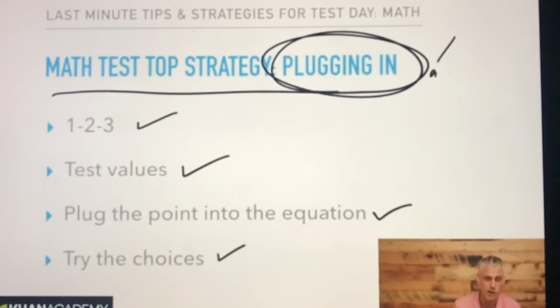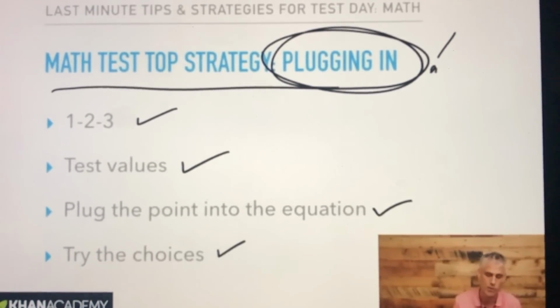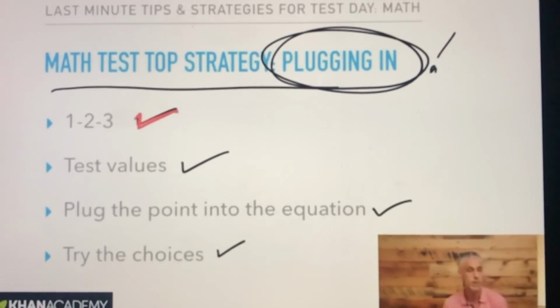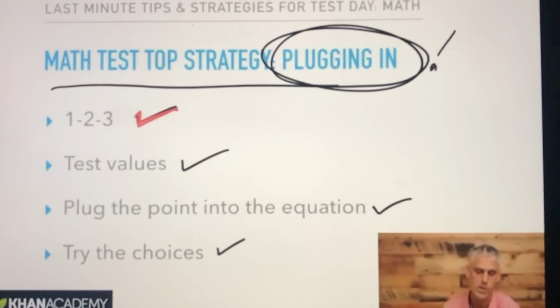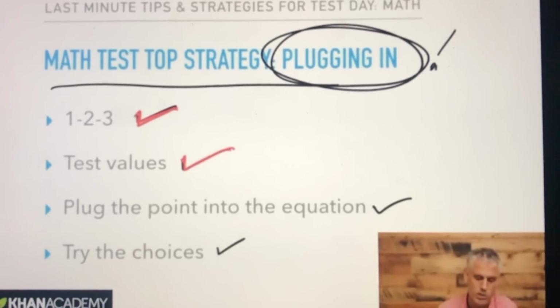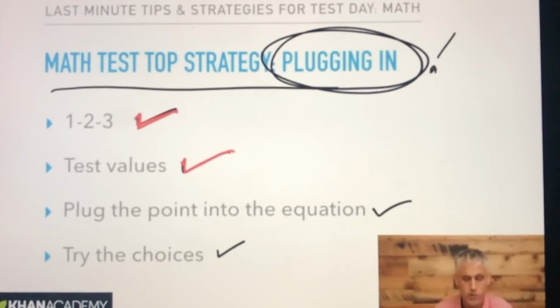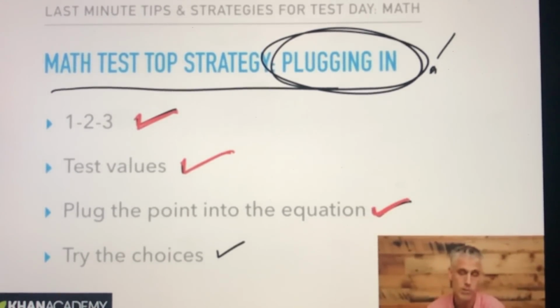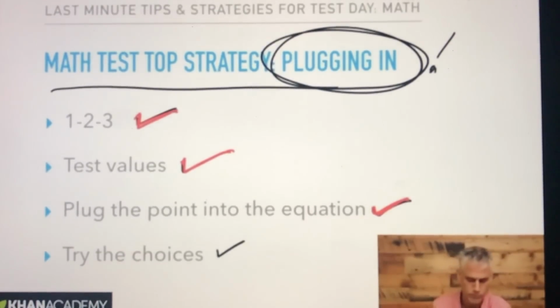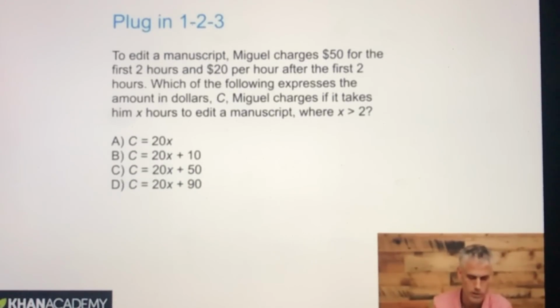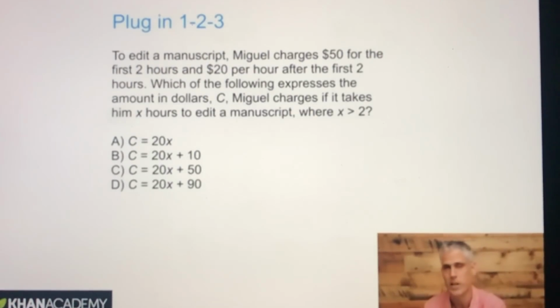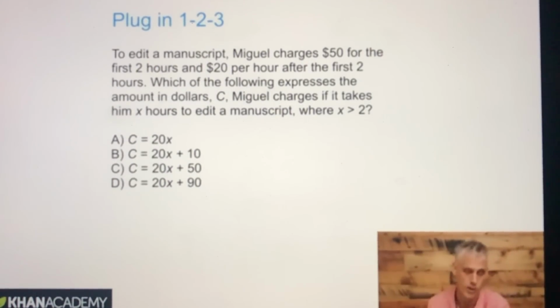Here we go. We're going to talk about math tests, top strategy: plugging in. We're going to go over plugging in 1, 2, and 3 on some algebra questions that are really tricky. We have testing values, which can help you understand an algebra question that you might have more trouble conceptualizing. And we're also going to look at a problem that is plugging the point into the equation. Let's go to the next thing. So here's an example of a problem in which plugging in numbers can help you make sense of what's going on in a problem.